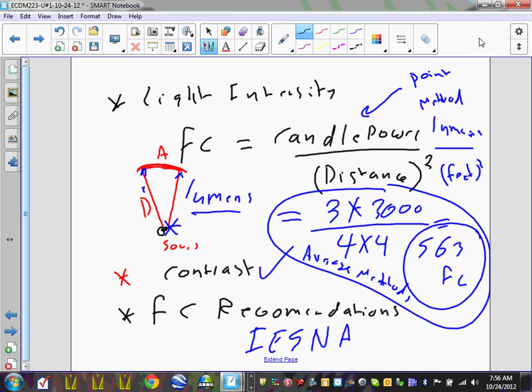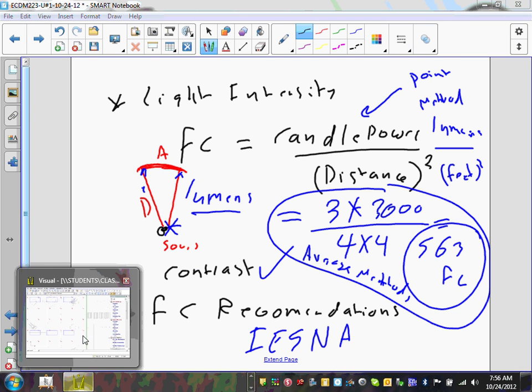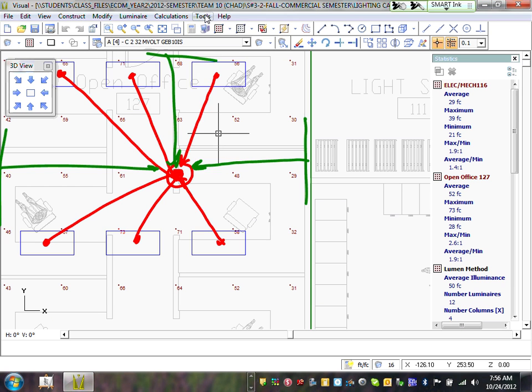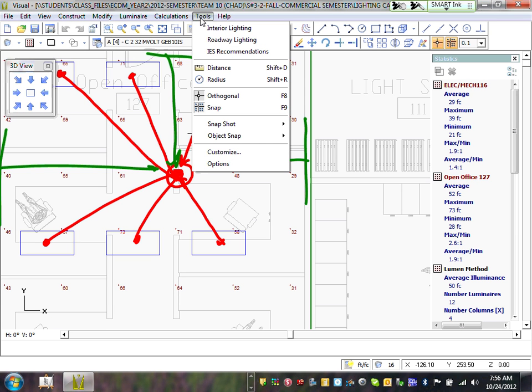Might lie to you. Let's go to this software right here. Here's my software open. I wanted to show you something here. Okay, so let's go to Tools. And under Tools, thank you, Illumination Engineering. E for engineering. Illumination Engineering Society of North America. That's it. Cool. We got it. Finally.